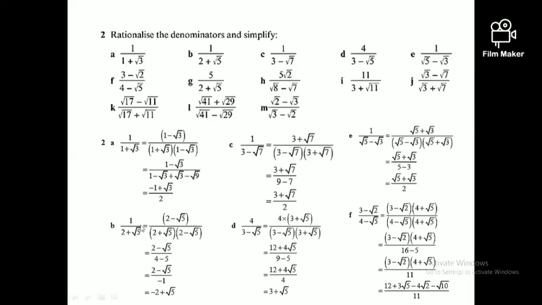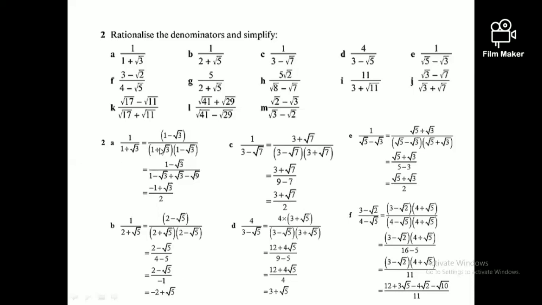Okay, if you come up with this question, 1 over 2 plus root 5, how to do this? Multiply both numerator and denominator by 2 minus root 5. Then 1 into 2 minus root 5 is 2 minus root 5. Denominator: 2 into 2 is 4, plus minus root 5 into root 5 is 5. 4 minus 5 is minus 1. If you divide by minus 1, you get the answer: minus 2 plus root 5. How did it come? 2 divided by minus 1 is minus 2. Minus root 5 divided by minus 1 is plus root 5.